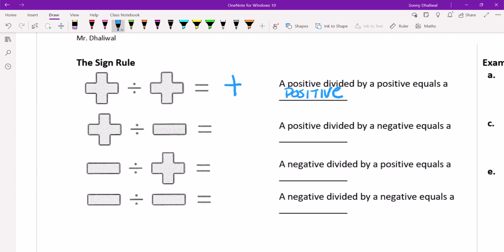Okay, if you have a positive divided by a negative, what do we get? Negative, thank you. So a little minus sign there, I'm going to write down negative. If we have a negative divided by a positive. Negative, thank you. And finally, a negative divided by a negative? Positive. Thank you. Same rules as multiplying.